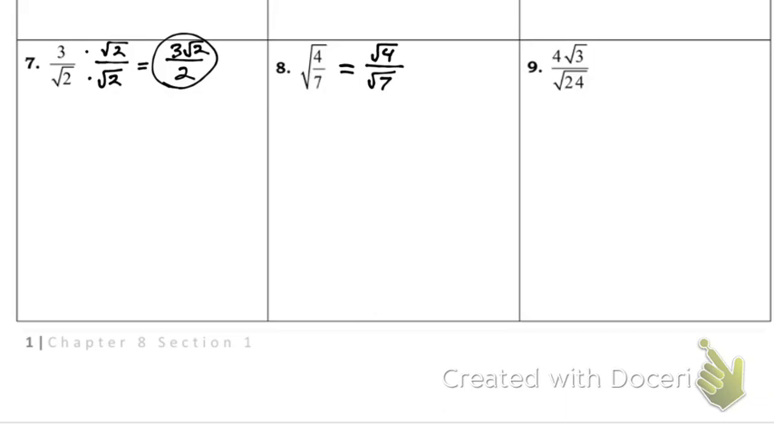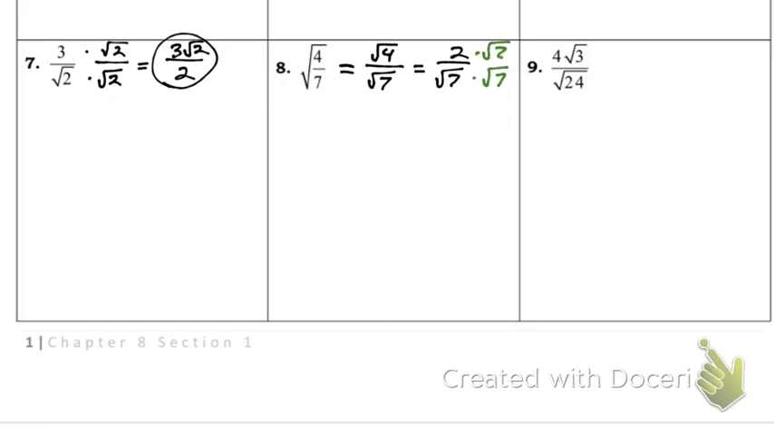Just like with multiplication, you can pull it apart and push it together. Same thing with division. You can break it apart like this, or you can push them together and have them all underneath one radicand. All right, so we have square root of 4 equals 2 over square root of 7. Well, you still can't have a square root in the denominator, so what you're going to do is multiply the bottom and top by square root of 7.